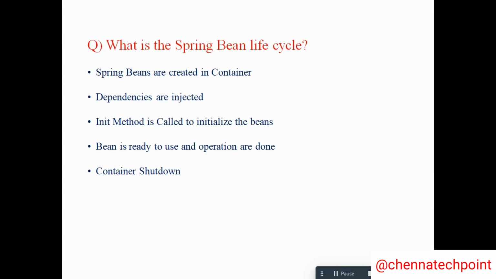Next one, what is the Spring bean life cycle? This is the bean life cycle. First, the Spring beans are created in the container. Next step, dependencies are injected. After injecting the dependencies, the init method is called to initialize the bean. After that, the bean is ready to use and perform operations. Finally, the container shuts down the bean.